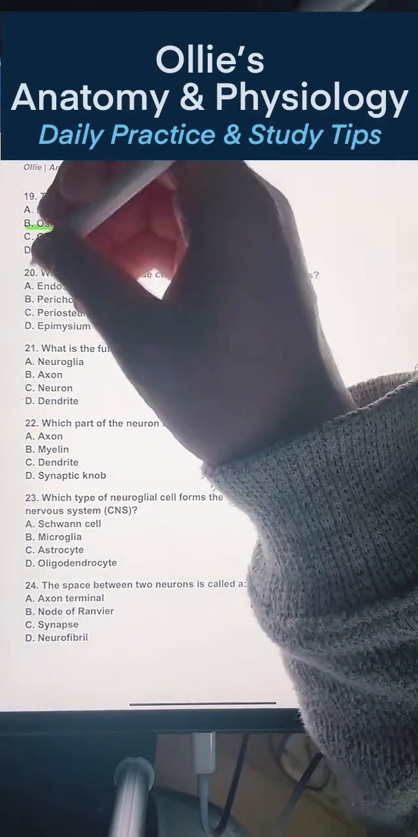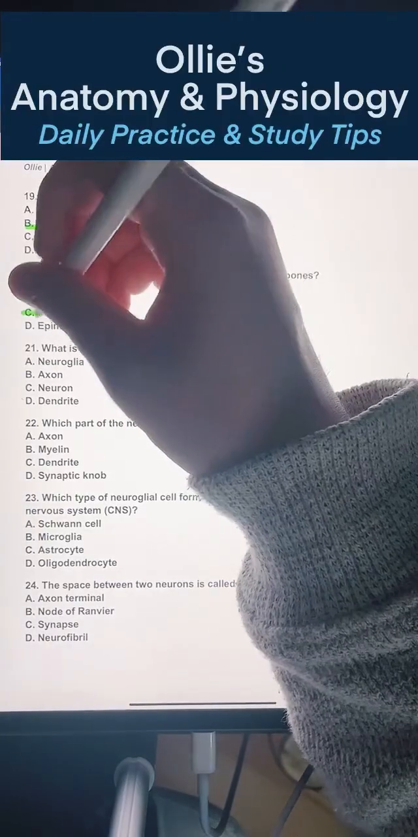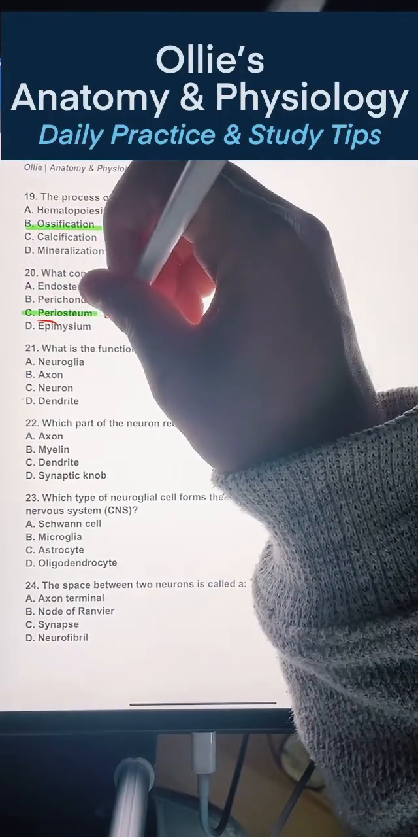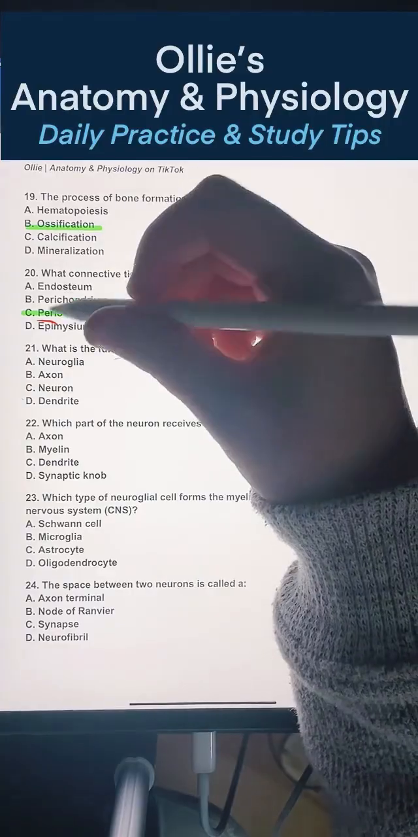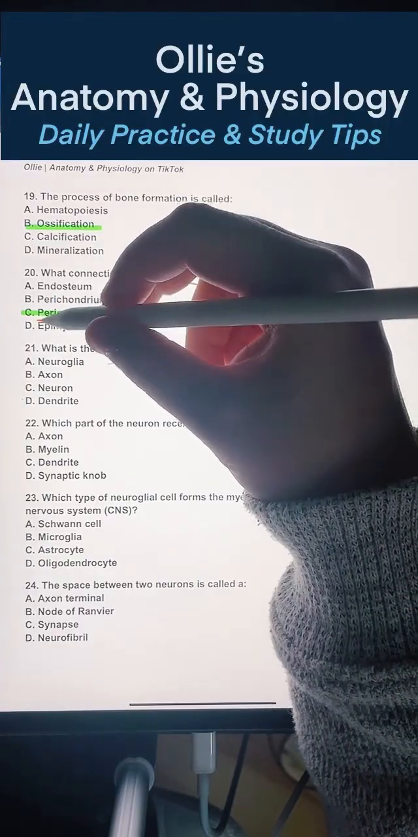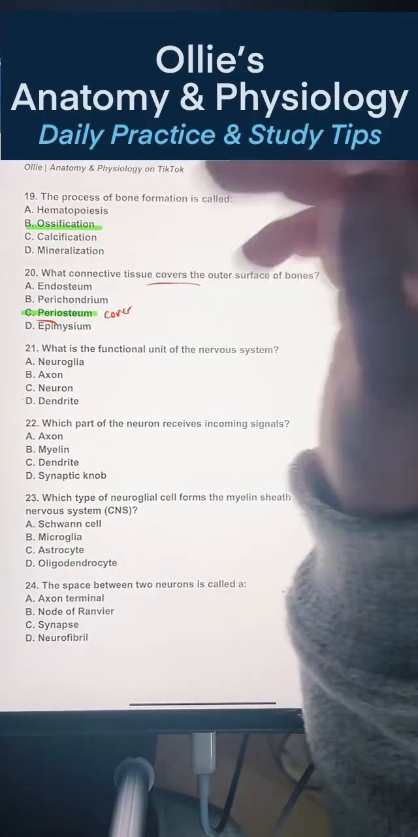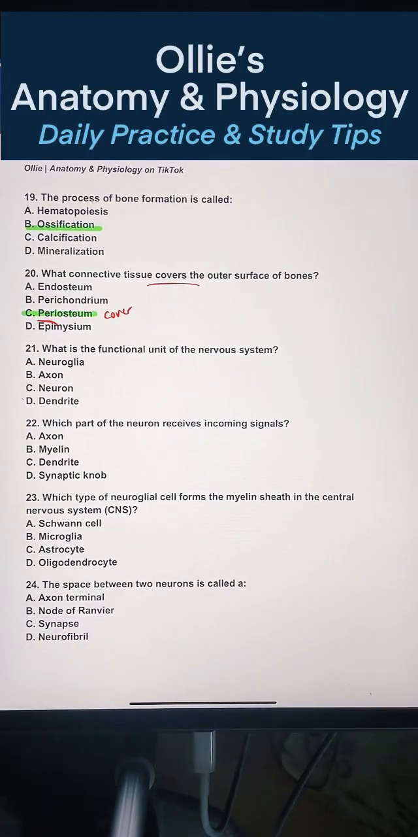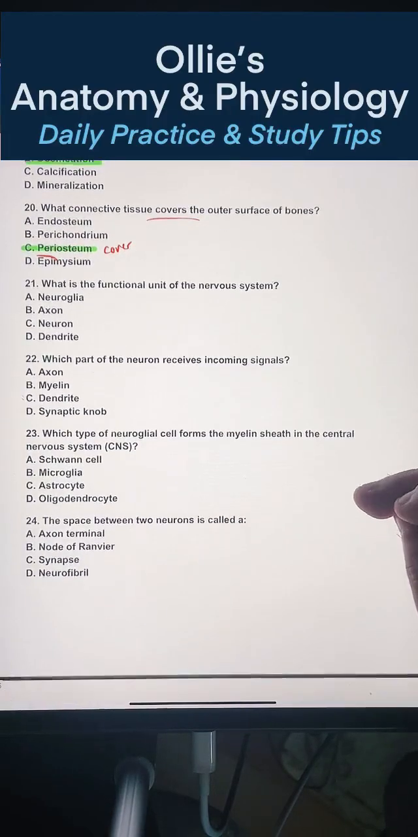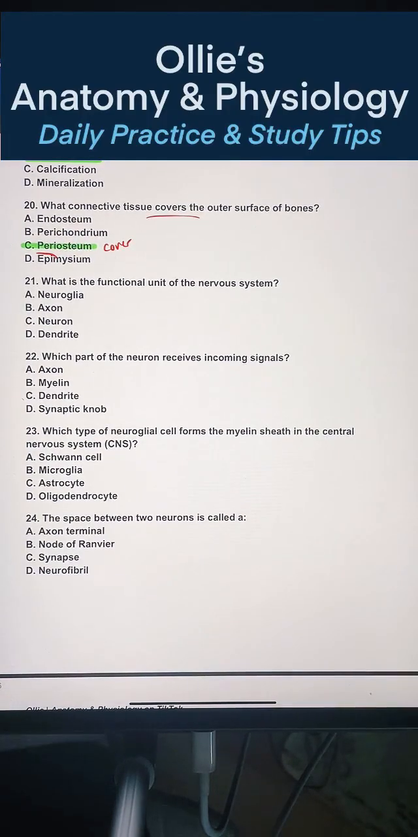Number 20, the answer is C. It is periosteum. Remember that peri means to cover. So when we see covering, we can always assume it would cover something. So in this case, we are covering the outer surface of bones. Number 21, what is the functional unit of the nervous system? What is the smallest but largest structure that allows us to perform the function of transmitting and receiving signals and communication within the human body? Which one is that going to be?